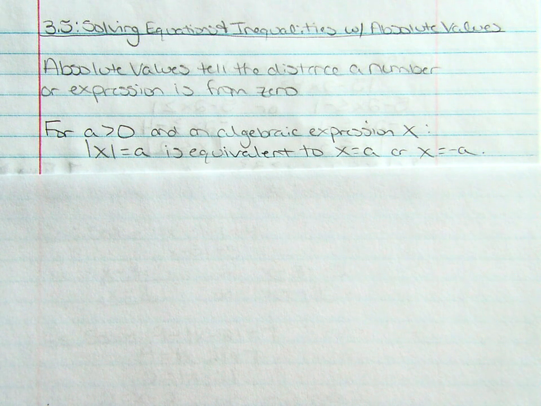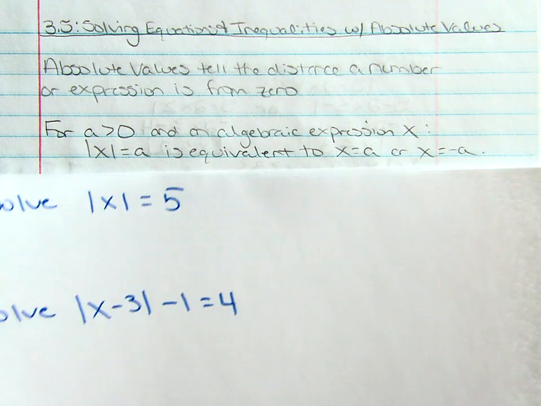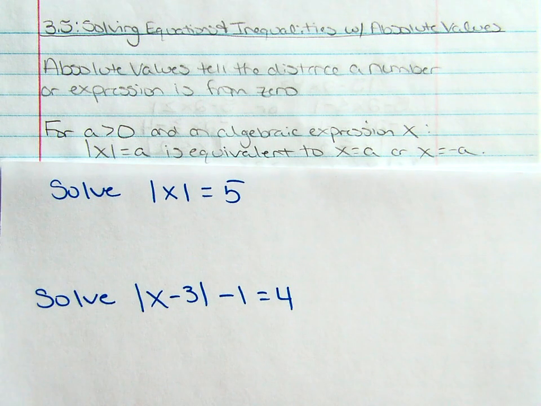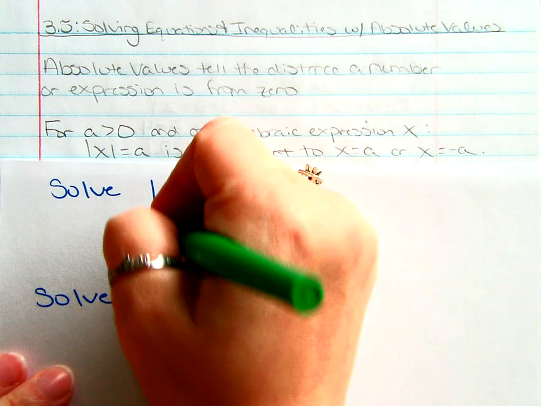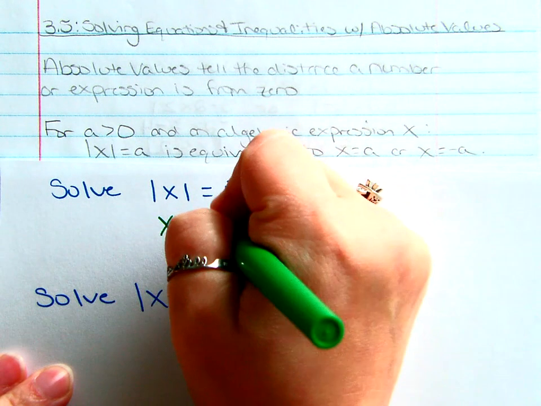Let's see a really basic form first, just to make sense of what this x equals a or x equals negative a means. Let's just solve for the absolute value of x equals 5. If the absolute value of x equals 5, then what can x be? 5 and -5. That's right. That's how we get that a and negative a thing.